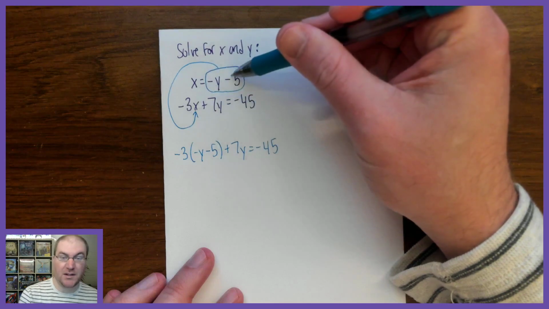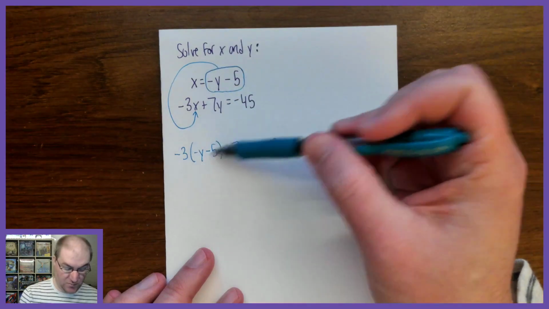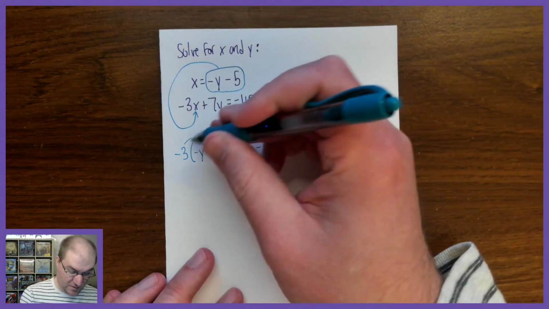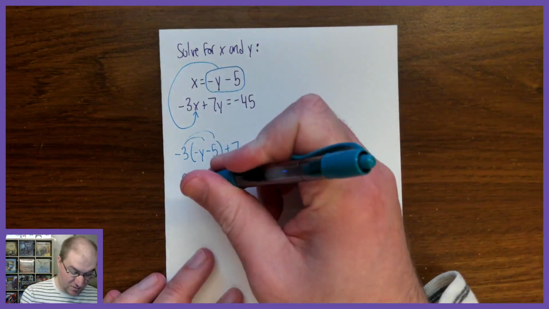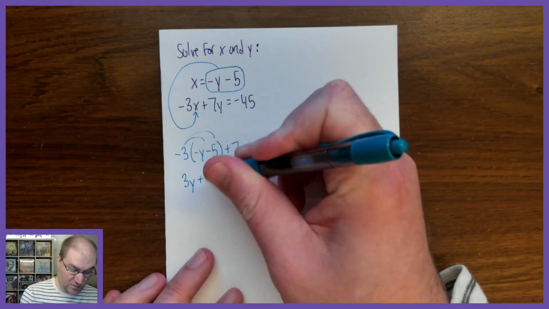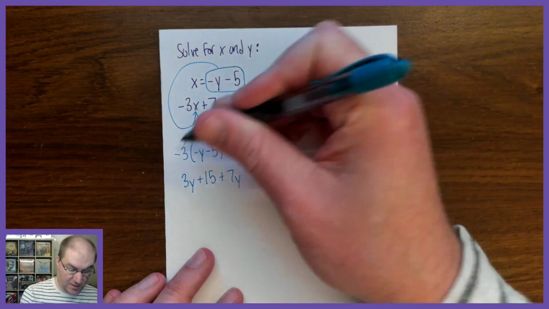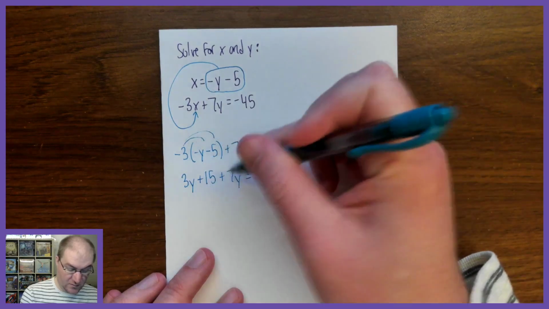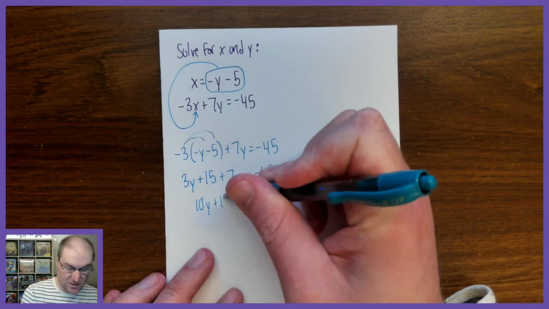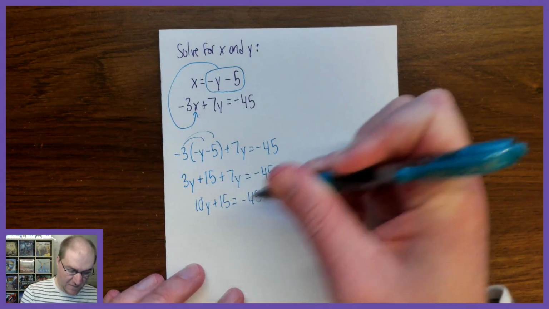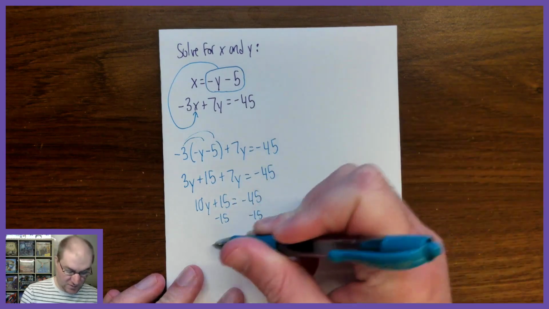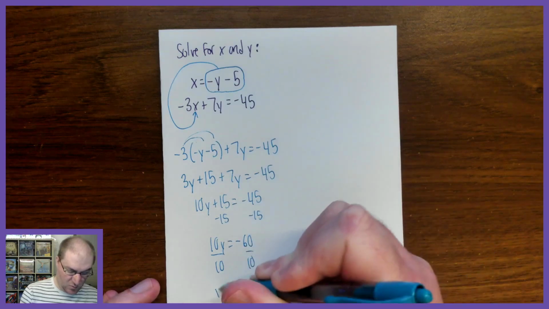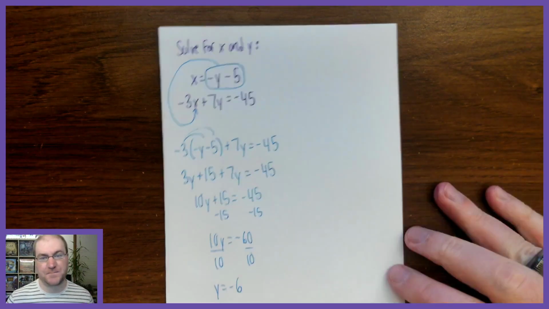When you plug something in, make sure you bring everything along. And make sure you put in parentheses, because this negative 3 needs to multiply everything that x represents. And that's especially going to come into play here with all these negatives, to make sure when you distribute the negative as well. So 3y plus 15 is what that simplifies to, plus 7y equals negative 45. 3 plus 7 is 10y plus 15 equals negative 45. If we subtract 15 from both sides, we get 10y equals negative 60. Divide by 10, we get y equals negative 6.